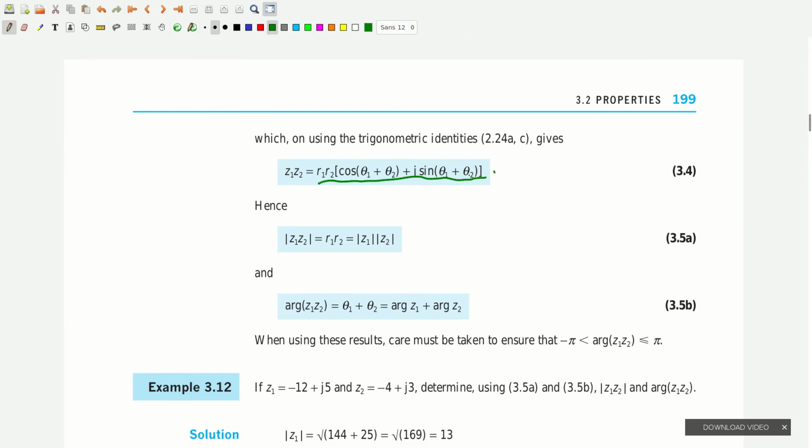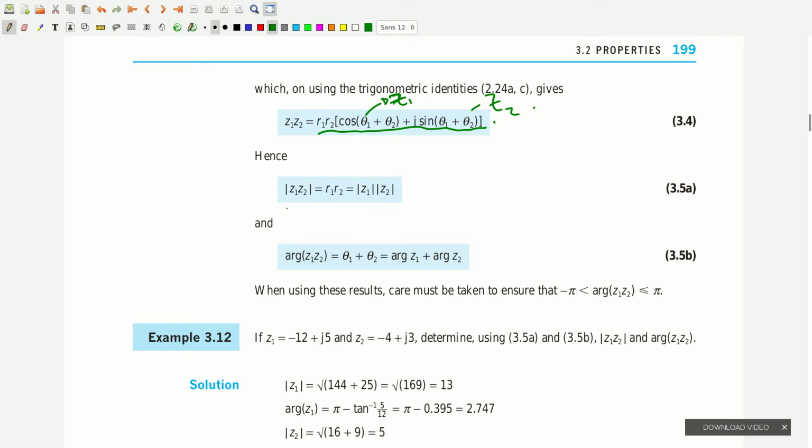Remember, theta 1 is the principal argument for z1, and theta 2 is the principal argument for z2. So we can say that z1 times z2 is simply r, the product of their respective moduli, times cos of the sum of the principal arguments, plus j sine of the sum of the principal arguments as well.